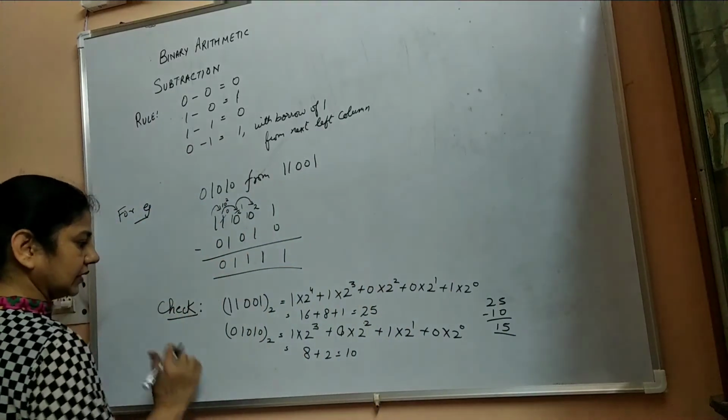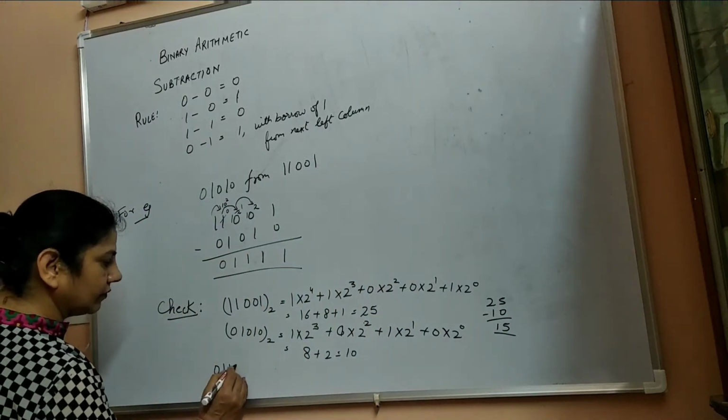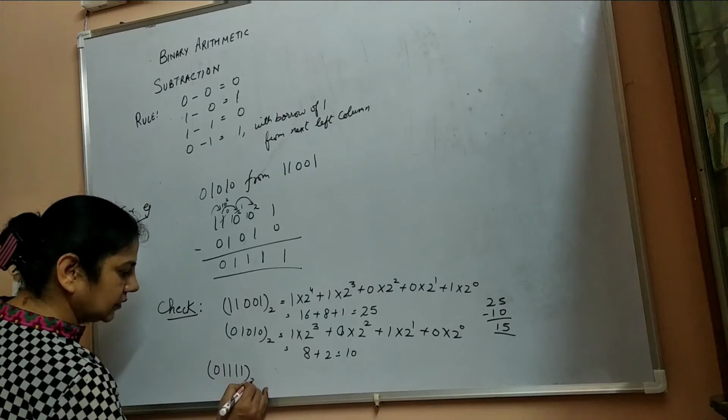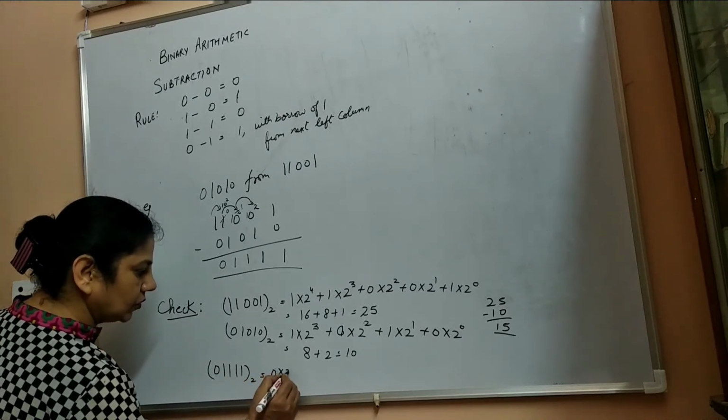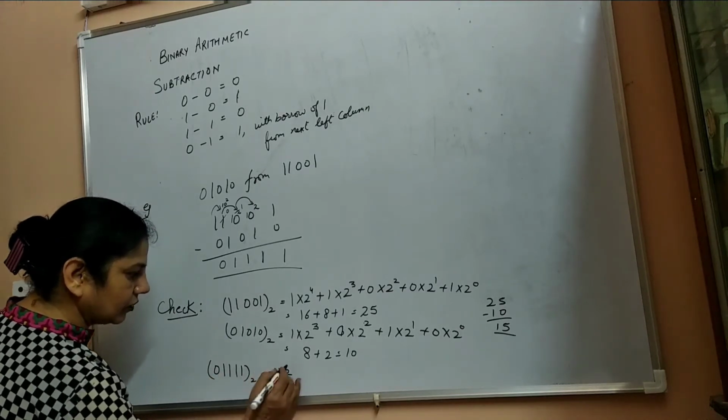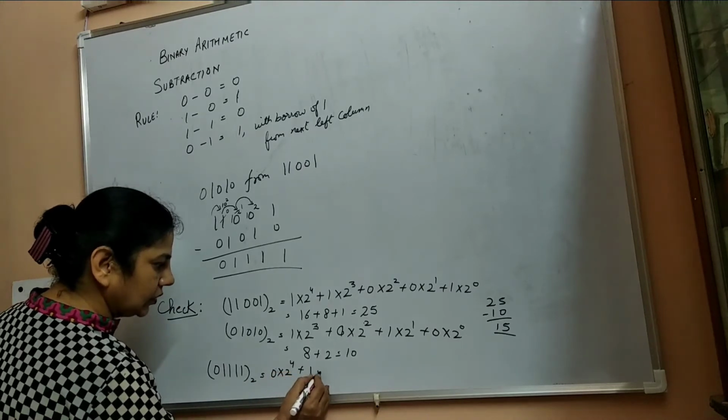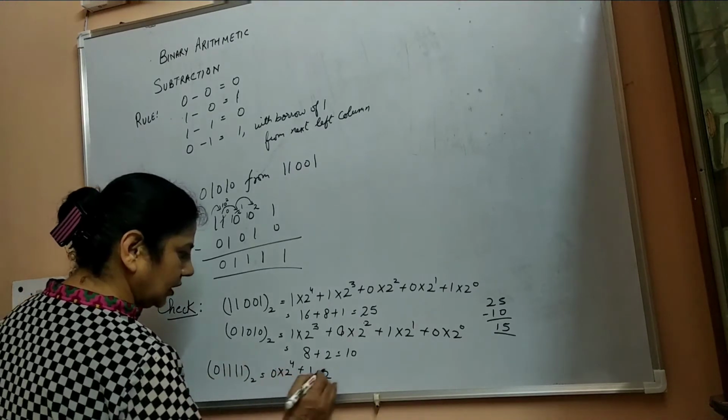Let us check the result. 0, 1, 1, 1, 1. Let us see to the base 2. 0 into 2 to the power 4, plus 1 into 2 to the power 3.